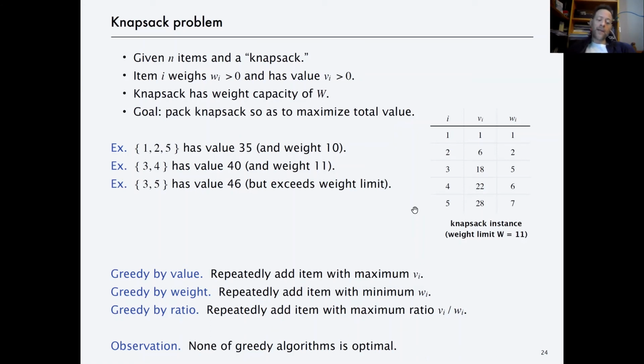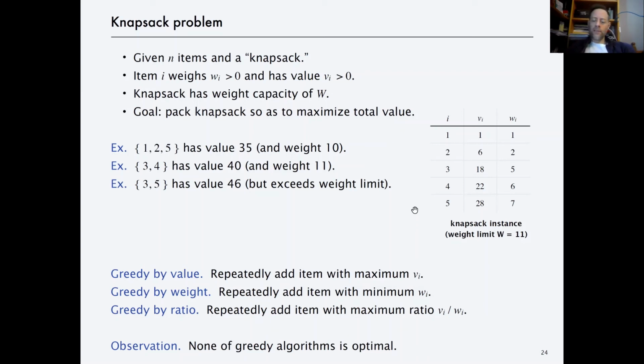So actually, a better strategy is to go greedy by ratio. So basically, the value per weight unit. So here we would select item 5 first, because it has a ratio of 4. So we will select item 5. And then, let's see, we only have 4 left. So then we need to select item 2 because it has a ratio of 3. And then we still have 2 left, so we can fit item 1. So actually we get exactly the same result as the greedy by value in this case.